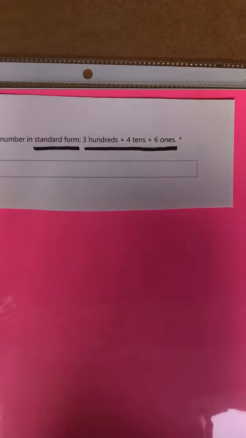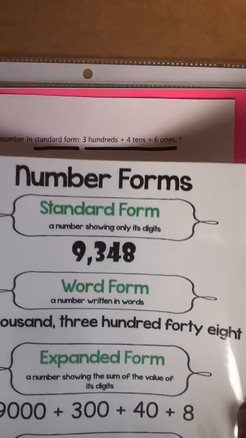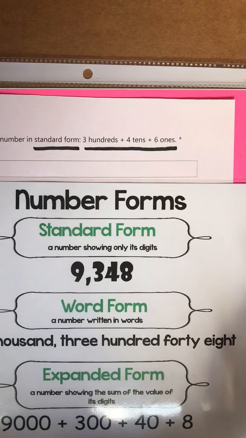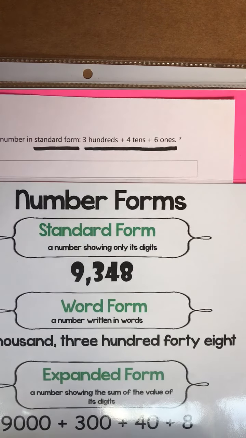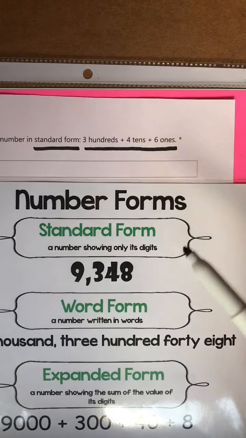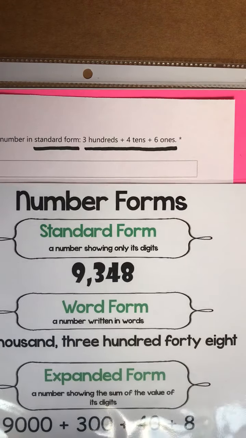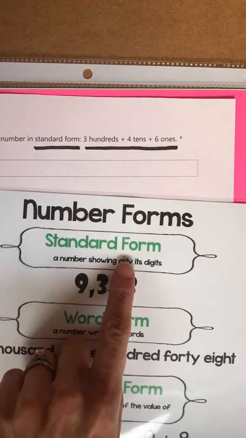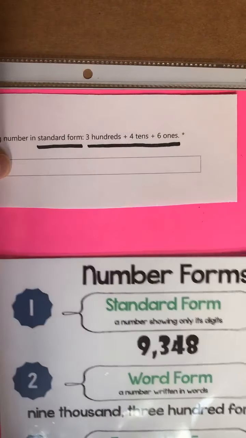So if I look at my reference page, standard form is a number showing only its digits. So that means how you would just regularly write the number, 3 hundreds, 4 tens, and 6 ones. Pause the video, go ahead and write this number in standard form and press play when you're ready for question 9.